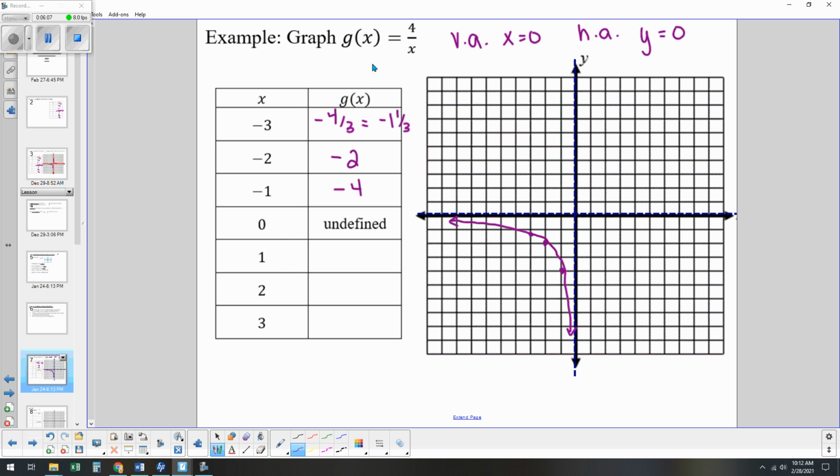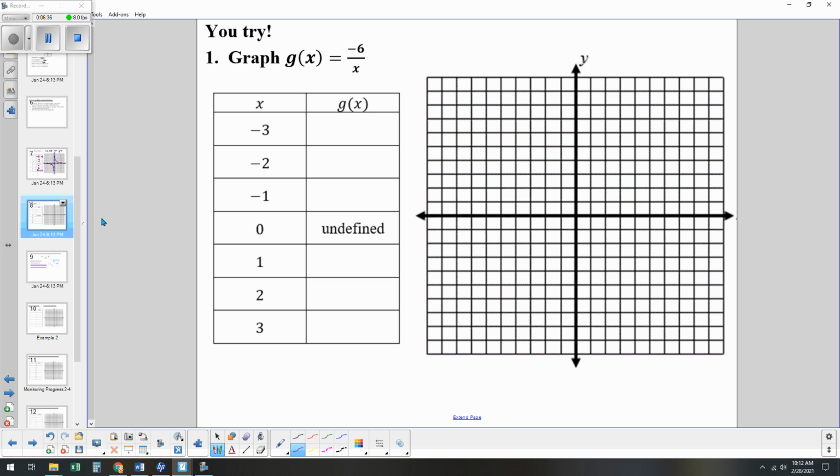All right, let's look at the other part now. 4 over 1 is 4, 4 over 2 is 2, and 4 over 3 is 1 and 1/3. So we have 1 comma 4, 2 comma 2, and 3 comma 1 and a third. All right, and that's our hyperbola. So you go ahead and try this one, pause it, and I will show the answer. All right, so here's your answer. Check it over.